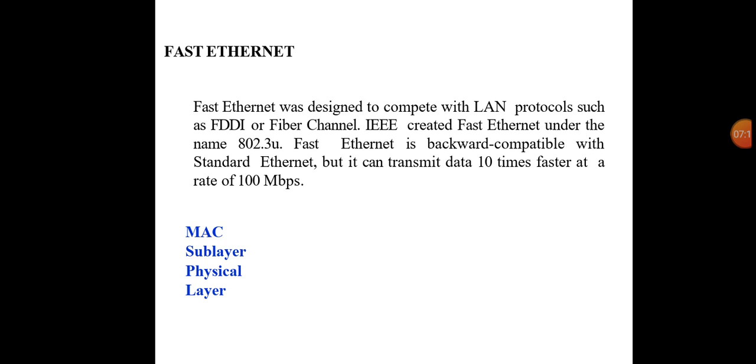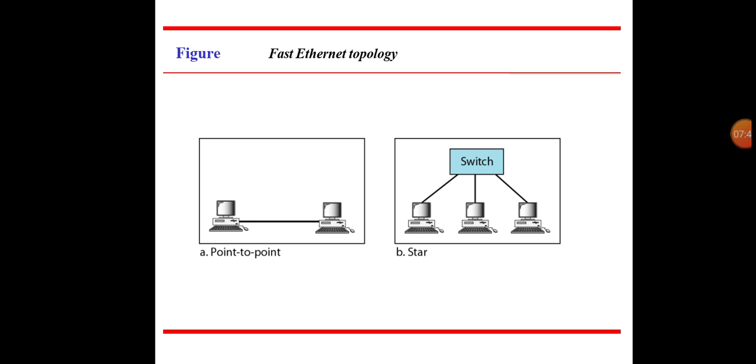And fast Ethernet. Fast Ethernet was designed to compete with LAN protocols such as FDDI or Fibre Channel. IEEE created fast Ethernet under the name 802.3u. Fast Ethernet is backward compatible with standard Ethernet, but it can transmit data 10 times faster, at a rate of 100 megabits per second. This is the fast Ethernet topology. This one is point to point and this one is the star topology.